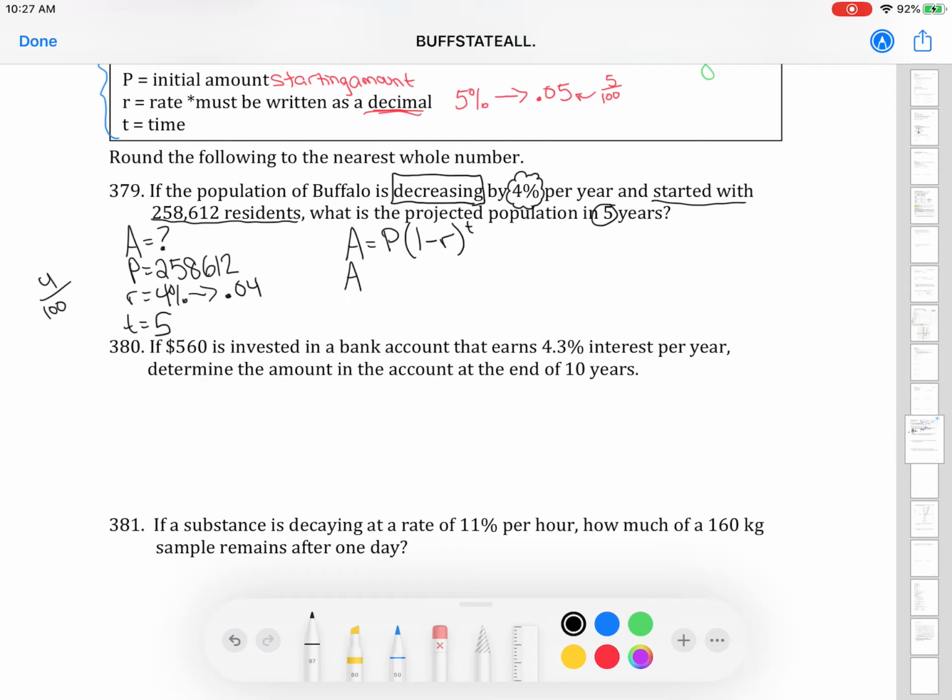So now we just plug in. Everywhere we see the variable we have a number for, we plug that number in there. So A is left alone. P, it's pretty big. Be careful copying it over. 258,612 times, or parentheses, 1 minus from the formula. R is 0.04, and I raised that to the T, so raised to the 5th power. So take your calculator and type this in exactly how you see it. You don't have to do it piece by piece, just plug it in exactly how you see it, parentheses and all, and you should get this.